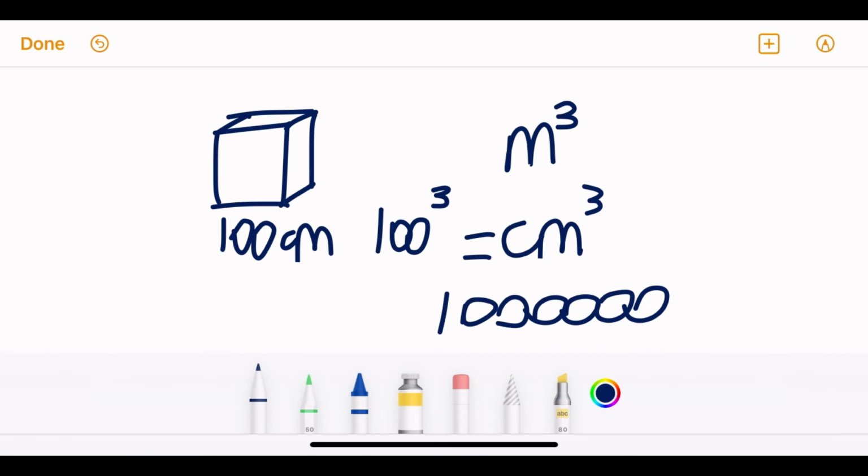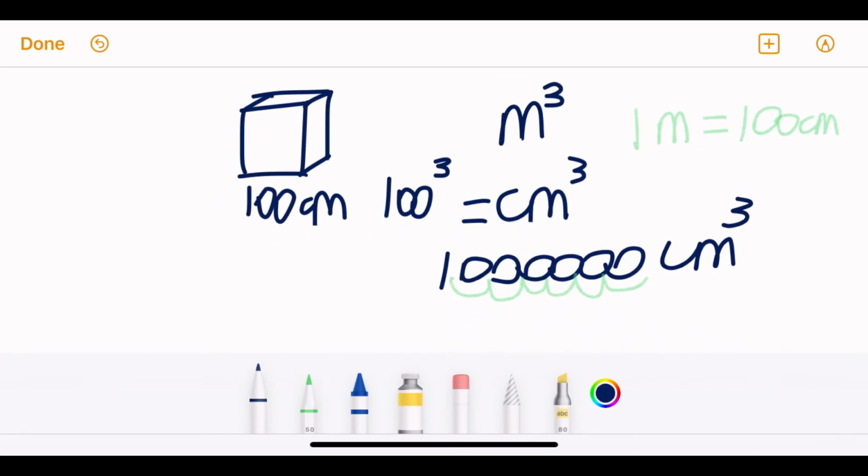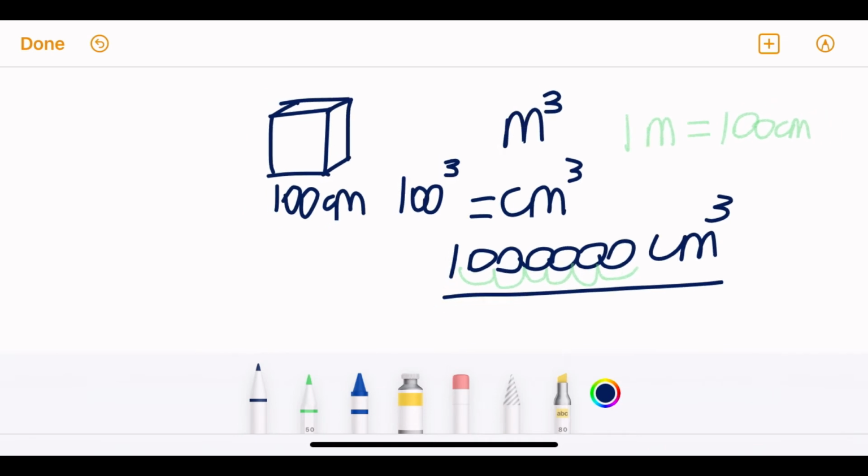Will be written 3 times, and then that's centimeters cubed. Now to convert this into meters cubed, we are going to first find the relationship between meters and centimeters, the relationship between their lengths. So I would say 1 meter equals 100 centimeters. So we will do that 3 times. So I'm going to move 1, 2, 3, 4, 5, 6. Therefore, now I know that this thing all here equals 1 meters cubed.